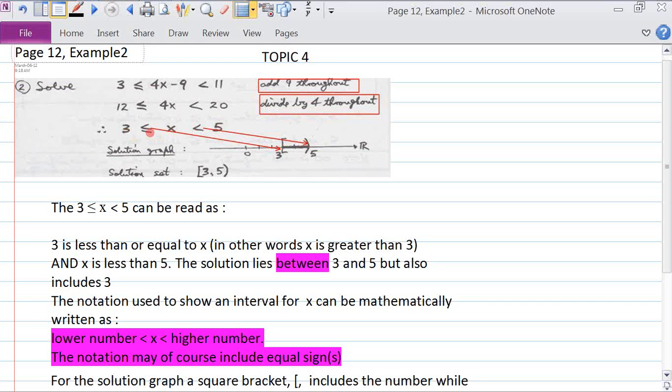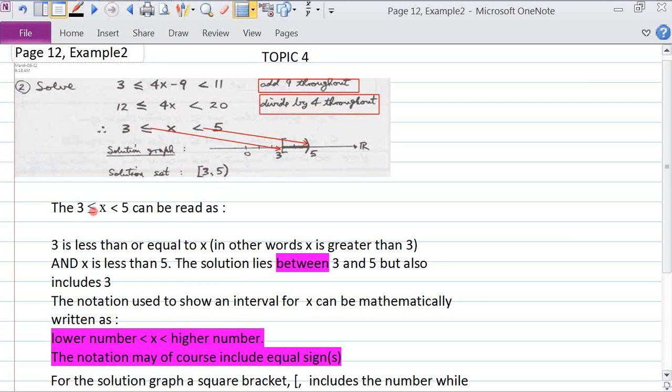So 3 is less than or equal to x, meaning it's lower than x, and x is lower than 5. So we can show this as a range between 3 and 5. Really, this represents the range between 3 and 5, but it includes the number 3, so there's a square bracket there. So the solution set is 3 to 5. Because the 5 is not included, because there's no equal sign here, we put a rounded bracket. Because the 3 is included, we put a square bracket.